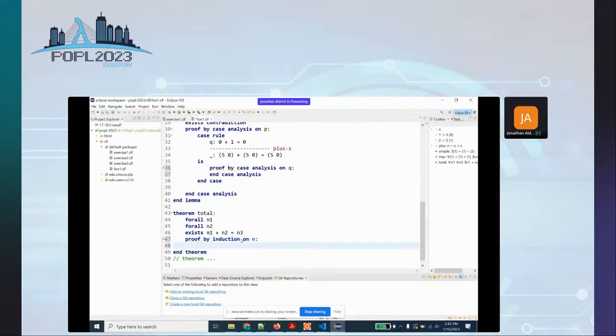And induction on n in Sassy Elf is actually short for two things. One is that we're going to do induction and that we're going to do case analysis. And induction means that we can call ourselves recursively as long as we have a smaller n, structurally smaller.